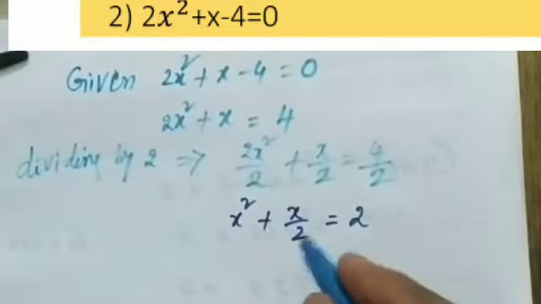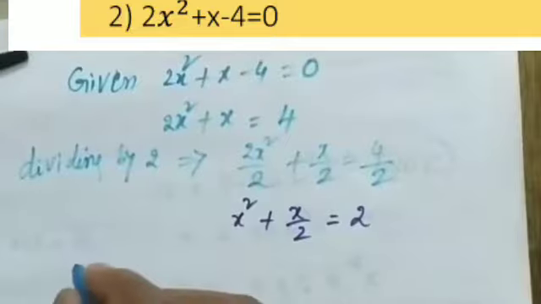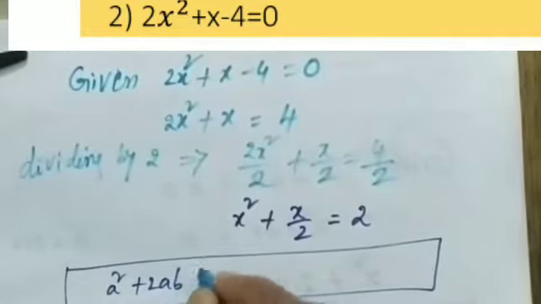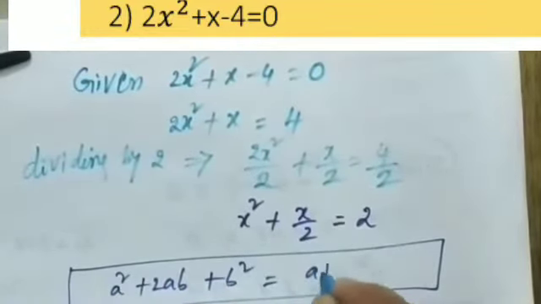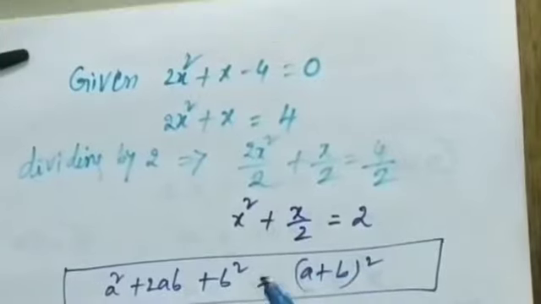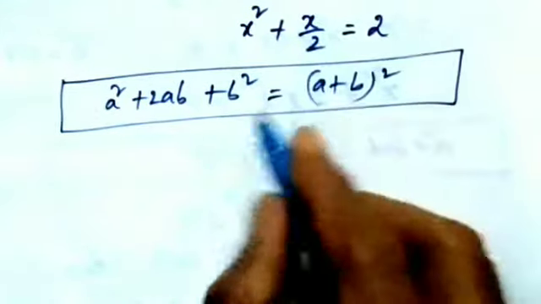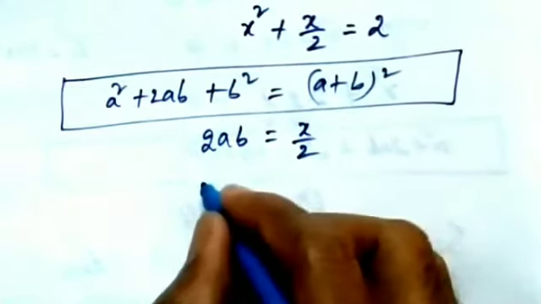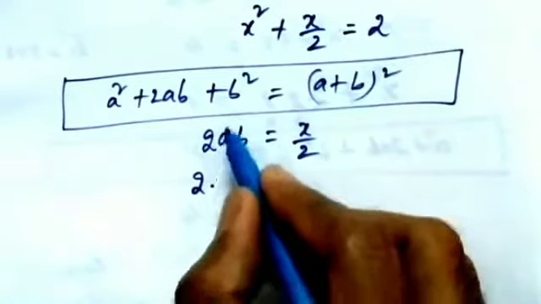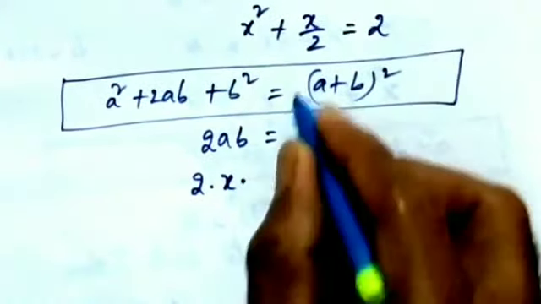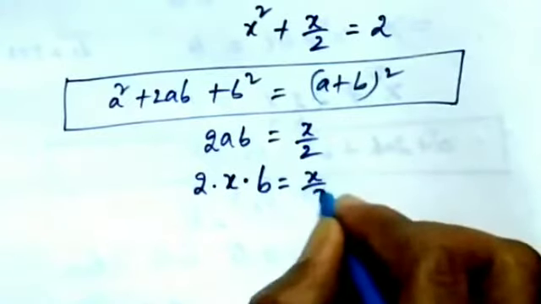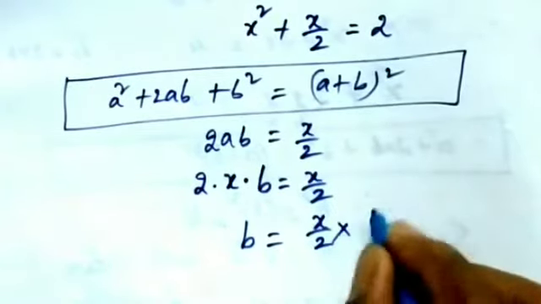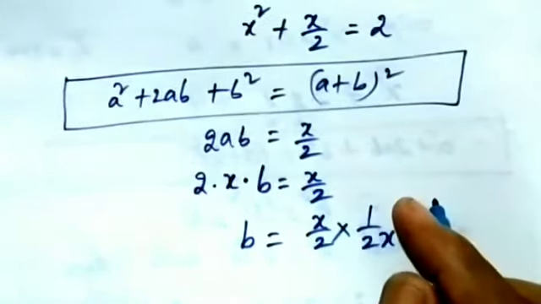So here, as you already saw, the x square plus 2ab term is there. I write the formula here once again: a square plus 2ab plus b square equal to a plus b whole square. We have a square plus 2ab, so 2ab equal to x by 2. Now a equal to x. Now b equal to x by 2 into 1 by 2x, x cancels.